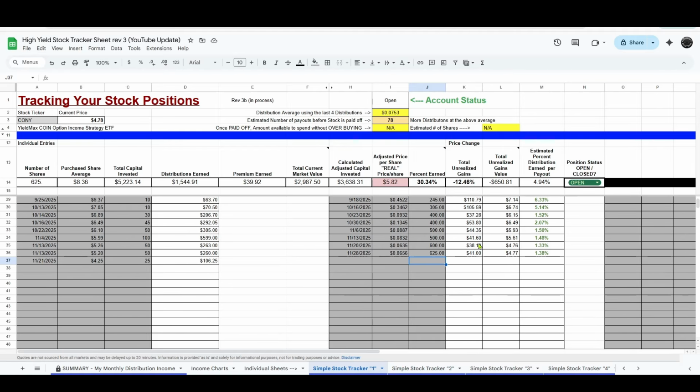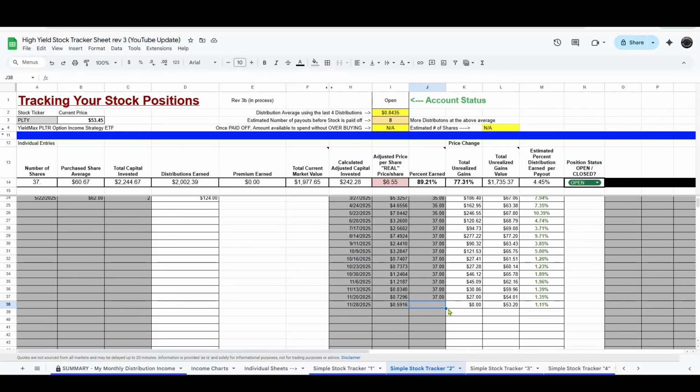And let's move on to PLTY. And PLTY, I have a real price per share of $6.55. I get to count all 37 shares, and that changes that real price per share from $6.55 down to $5.96.